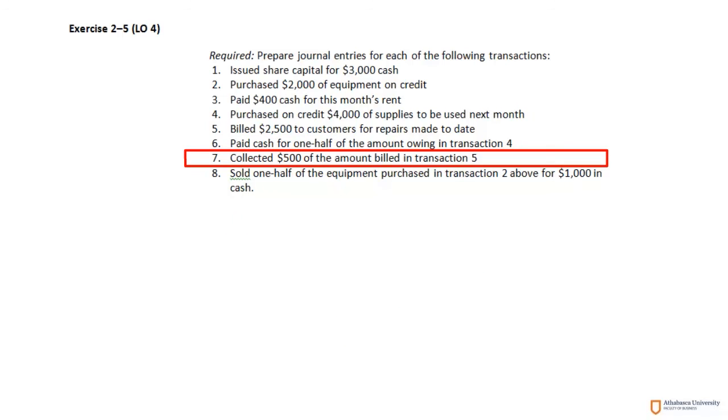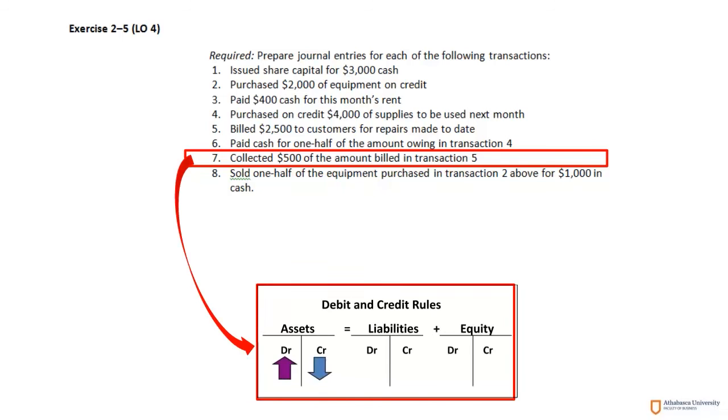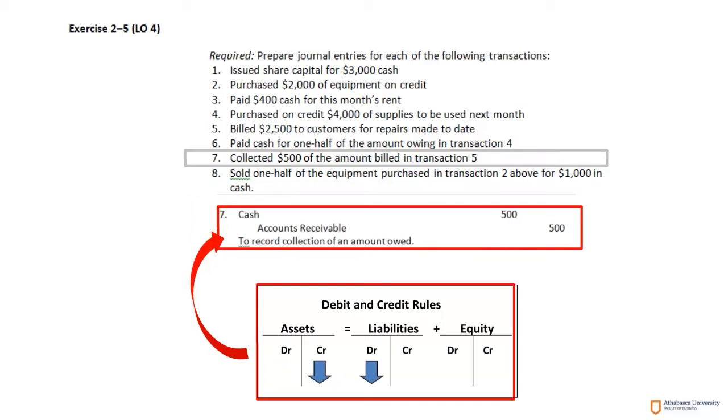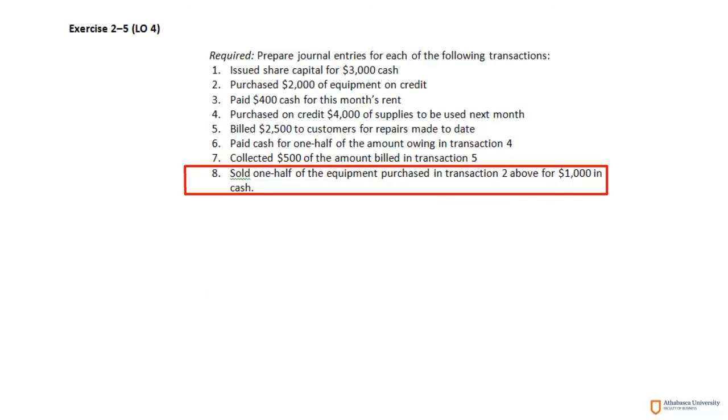In number 7, $500 cash was collected regarding the amount billed in transaction 5. Cash, an asset, is increasing, and accounts receivable, also an asset, is decreasing. So cash is debited and accounts receivable credited.